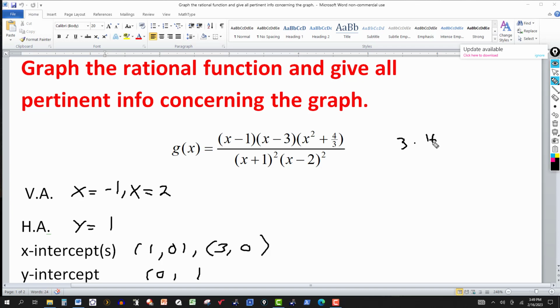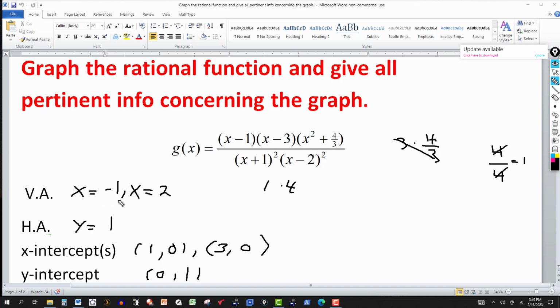So I replace the x by 0. In the numerator, I get 3 times 4/3. The 3's cancel out, and I get 4 for the numerator. What do I get in the denominator? Well, 0 there gives me 1 squared, which is 1. 0 there is minus 2, and you square it, you get 4. 1 times 4 is 4. Those divide out, I get 1. So this is 1.